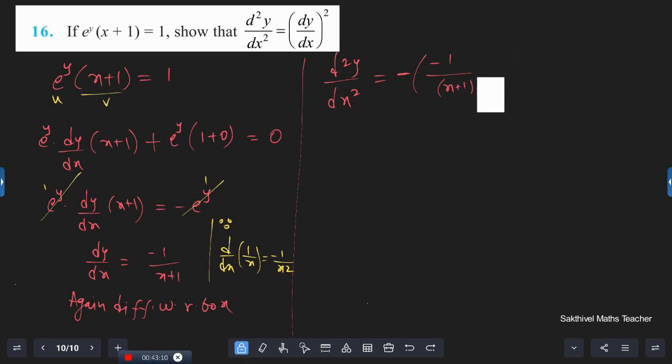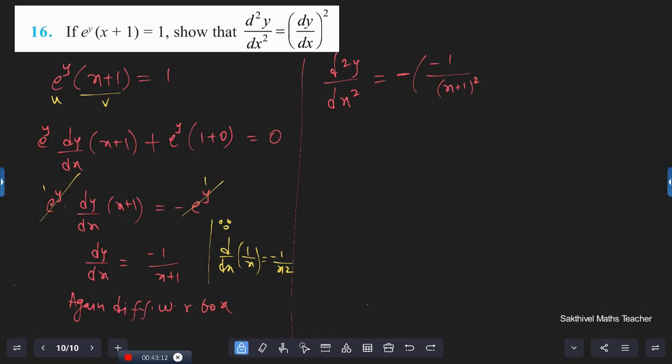X plus 1, whole square. So finally what I am getting is minus into minus, plus 1 divided by x plus 1 whole square. Okay, that's it. So which looks like what? dy by dx, they are asking.